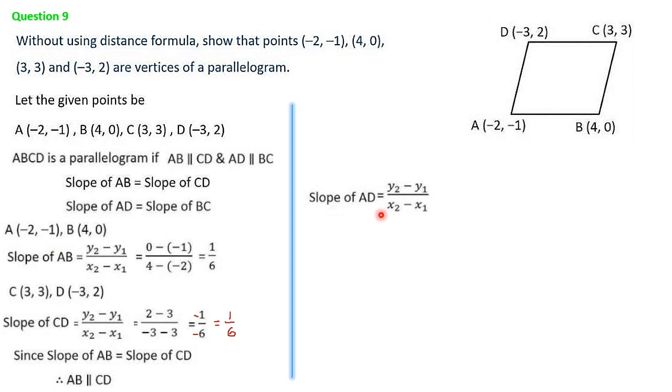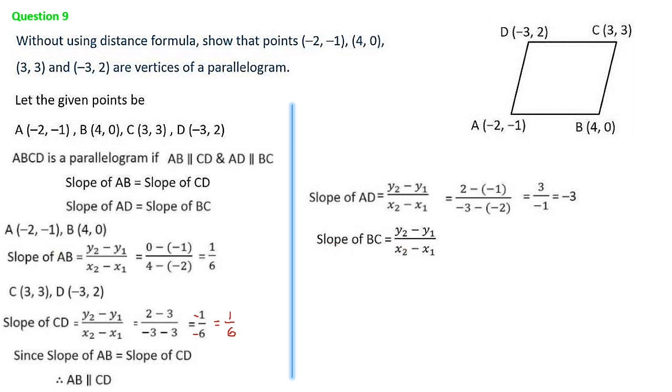Next, the slope of AD we are going to calculate. Next pair AD. From here we can use the diagram and find out. So for AD, y2 minus y1, that means 2 minus minus 1, divided by x2 minus x1, that means minus 3 minus minus 2. So 2 plus 1 is 3, divided by minus 3 plus 2, which is minus 1. So 3 by minus 1 is minus 3.